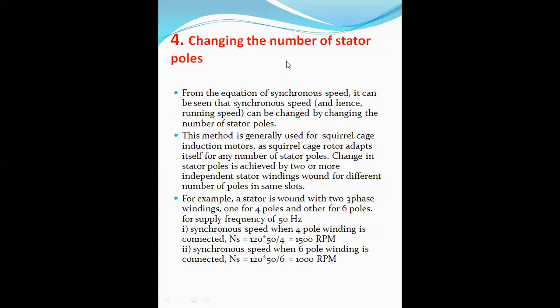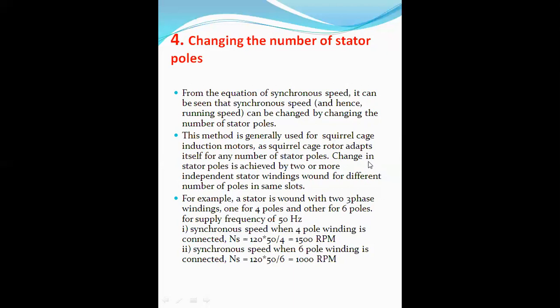Next is changing the number of stator poles. From the equation of the synchronous speed, it can be seen that the synchronous speed, and hence the running speed, can be changed by changing the number of stator poles, because N is equal to 120 F by P. Thus, this method is generally used for the squirrel cage induction motor, as the squirrel cage rotor adapts itself for any number of stator poles, which we have already discussed.